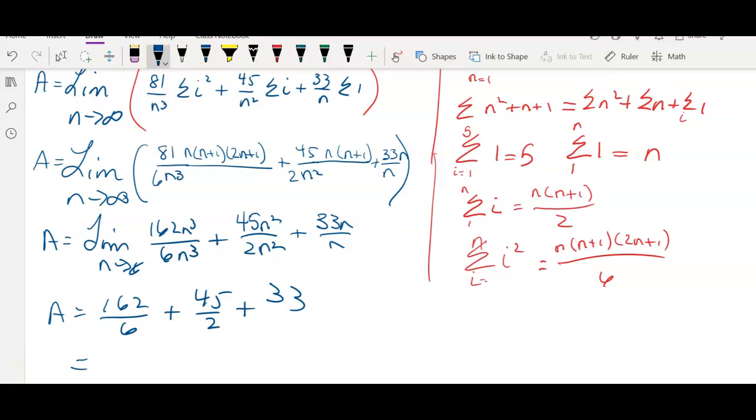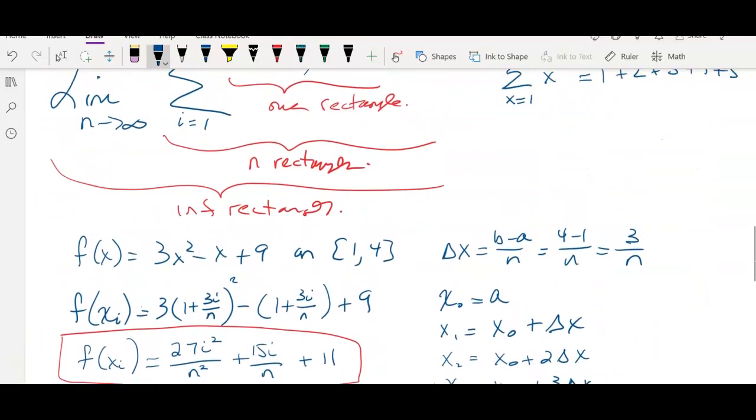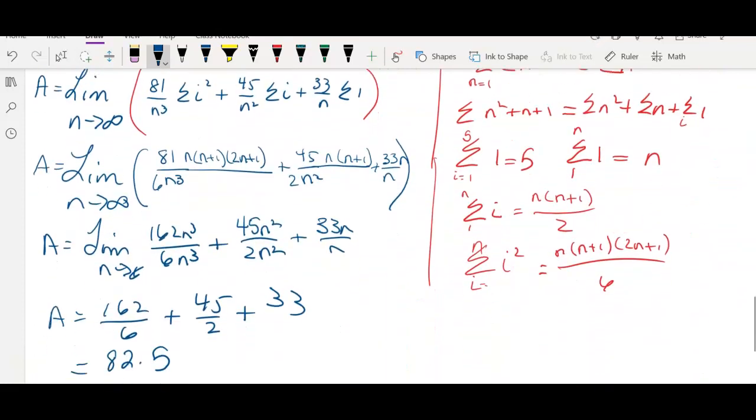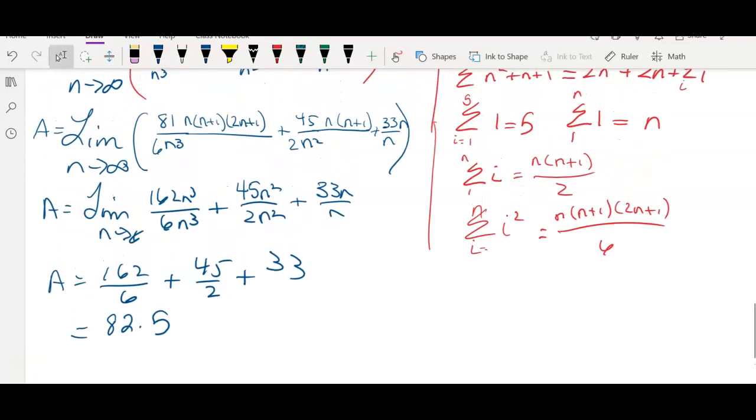I told you this was a lot longer than that. 82.5? That's not an approximation. That is actually the area. What was our best approximation? 81.75. What did we get? 82.5.